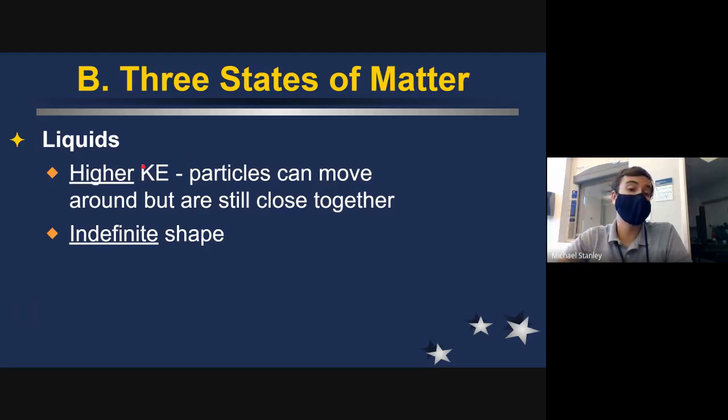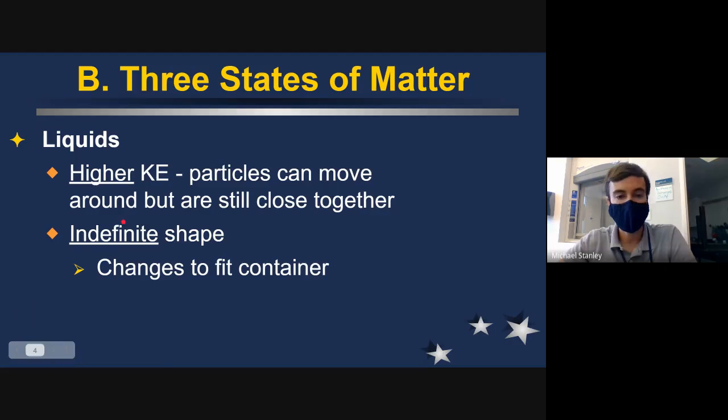Liquids, unlike solids, do not have a definite shape. If I took the water in my water bottle, right now it's kind of like this tube shape, but if I just poured it straight out onto the ground, it would flatten out and cover the ground. Or if I put it in a really big drinking glass, it would take the shape of that glass. So liquids don't have a set shape. Instead, they have an indefinite shape. Whatever container you put them in, that's the shape a liquid will take. So the shape of the liquid changes to fit its container.